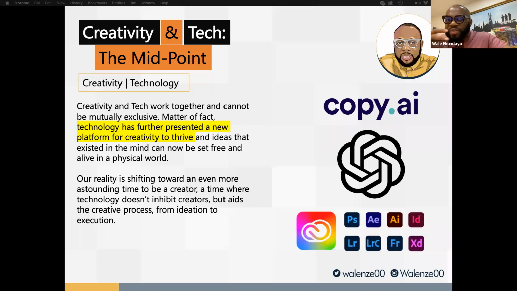So our reality is shifting towards an even more outstanding time to be a creator, a time where technology doesn't inhibit creators, but aids the creative process. Now, you can do all of these things. There was a time we were trying to buy a land on the metaverse for First Bank, all right? And it was quite some amount. It was almost $2 million for buying that particular land on the metaverse. And that's just buying the land without having to even create the things that are in there.